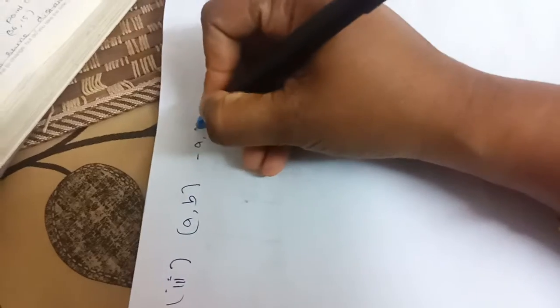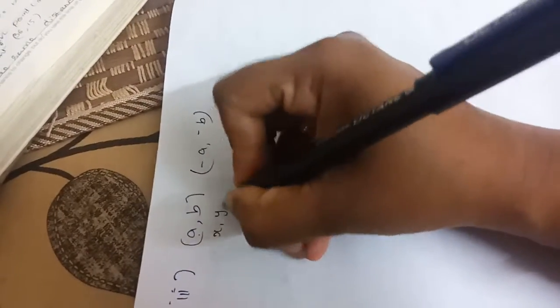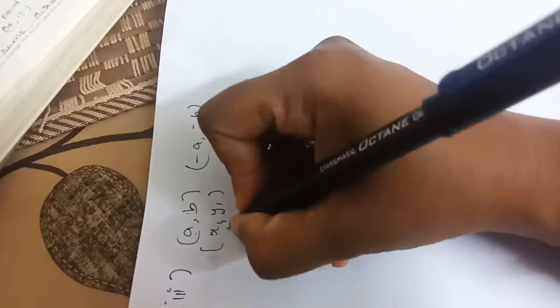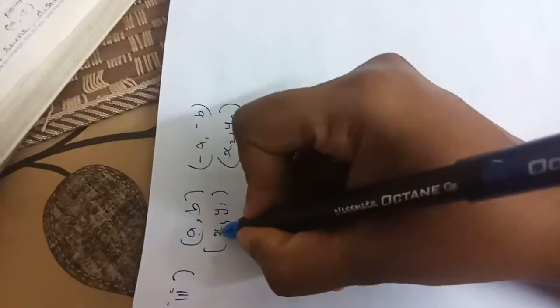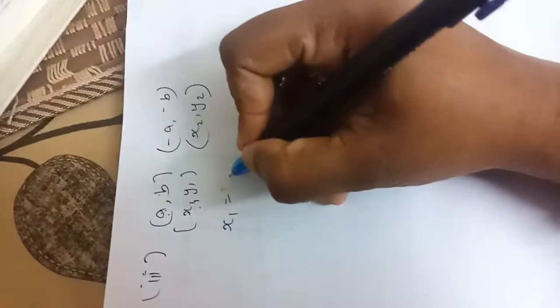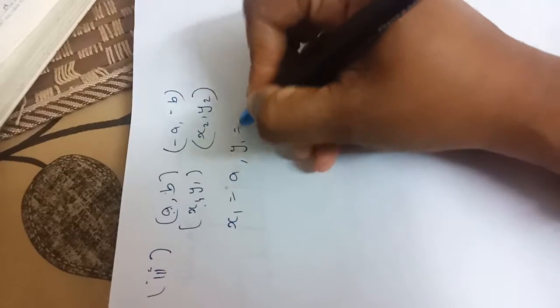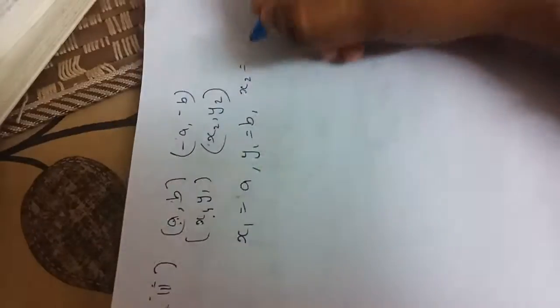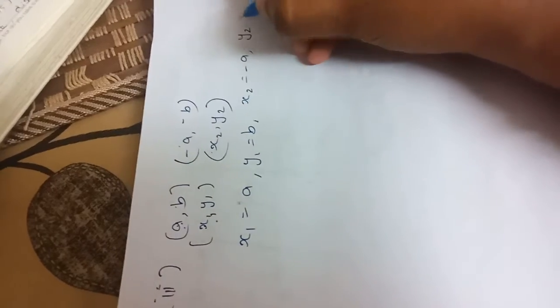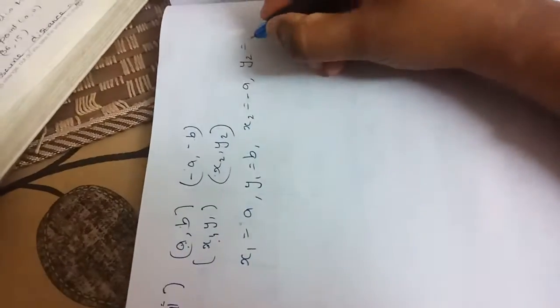A, B and minus A, minus B. So here we can write it as x1, y1, this one, first point x1, y1, second one x2, y2. So here x1 is equal to what? Instead of a number it is the letter A. So y1 is equal to what? B. x2 is equal to what? The corresponding one, minus A. y2 is equal to what? The corresponding one, minus B. So we can apply the equation.